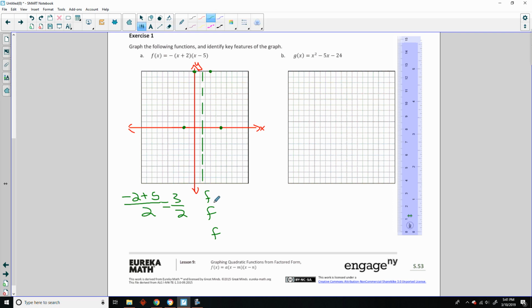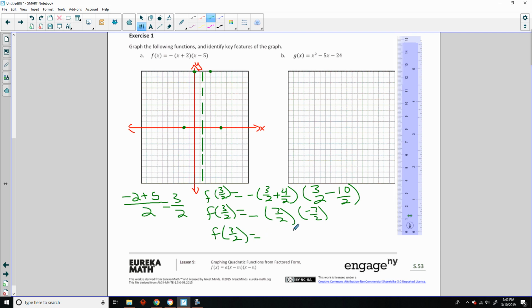And this time I'm going to do f of 1.5 or 3/2. F of 3/2 equals negative 3/2 plus 2, which is 4/2. Okay, so this 2 here, if I want to make it a fraction so I can add them, I made it 4/2, times 3/2 for x minus 10/2, which is also 5. 3/2 minus 10/2 is 5. So that's going to equal negative 3/2 plus 4/2 is 7/2. And 3/2 minus 10/2 is negative 7/2. So f of 3/2 is going to equal a negative times a negative is positive, 49/4, which equals 12 1/4.